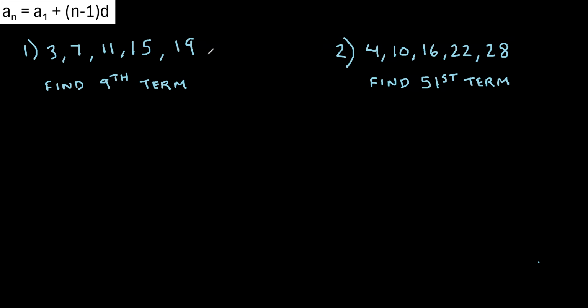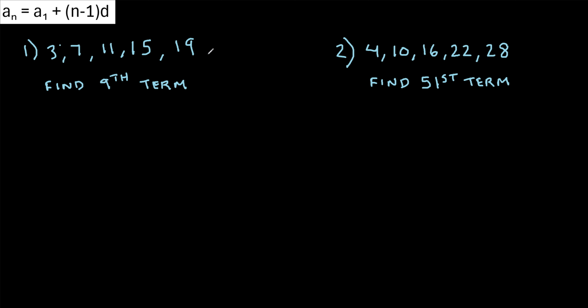In this video, I will explain how to find the nth term in an arithmetic sequence. The formula that we can use to find the nth term of some arithmetic sequence is a sub n equals a sub 1 plus n minus 1 times d. Now, I have a couple examples for us to work through here.